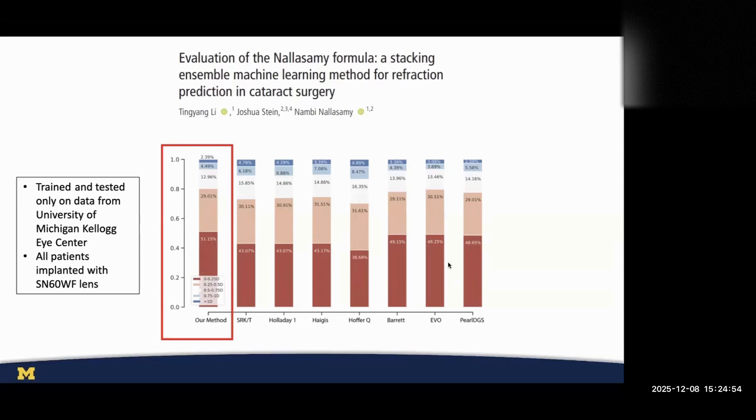If we're looking at the red bars, that means the error is less than 0.25 diopters. This tan is between 0.25 and 0.5 diopters of error. This is 0.5 to 0.75 diopters of error. Dark blue is greater than 1 diopter of error. So when we compare the true postoperative refractions to the predictions, we find that this Nalisamy formula had the lowest error compared to the predictions from the other models.